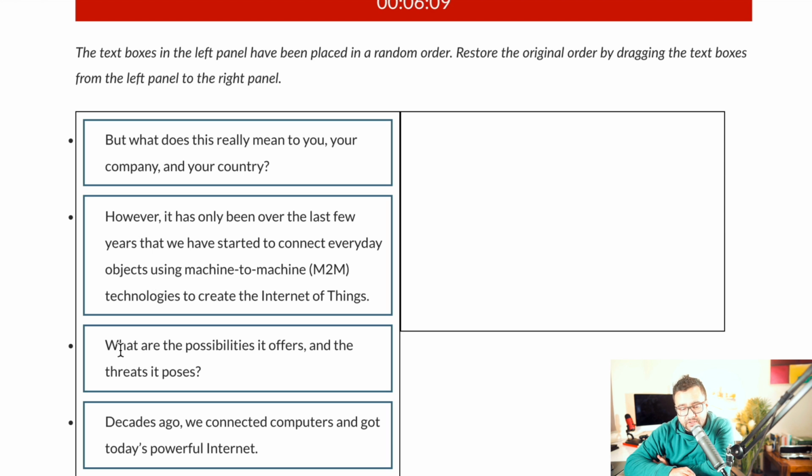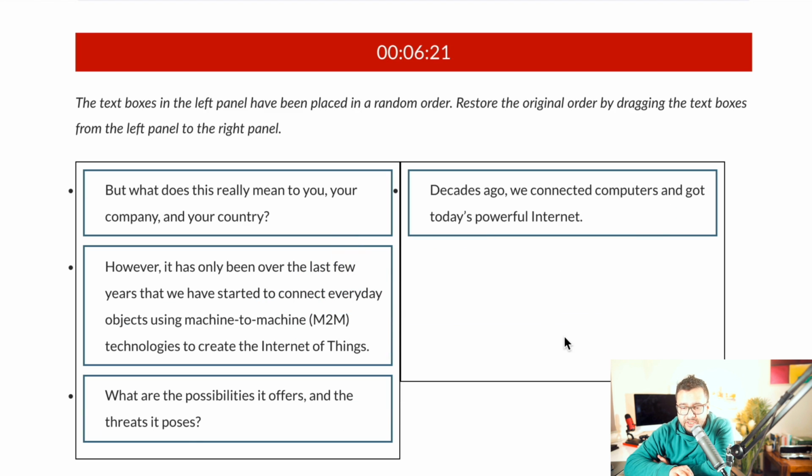In case of the third sentence, you can see it says what are the possibilities it offers, and we do not know what it means. So all these three sentences cannot be the first sentence, and we can easily eliminate them. So we can drag this one as the first sentence here. Decades ago, we connected computers and got today's powerful internet. Once I have this, I know that the sentence which is related to this one is the sentence here.